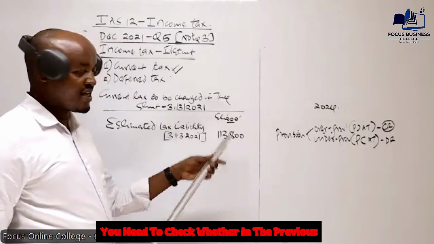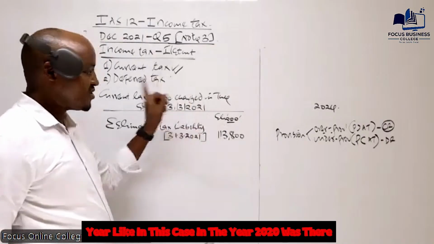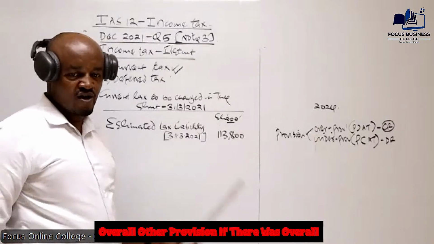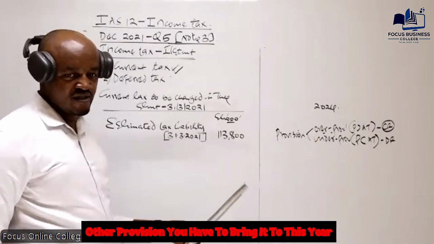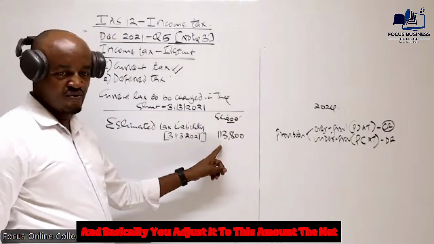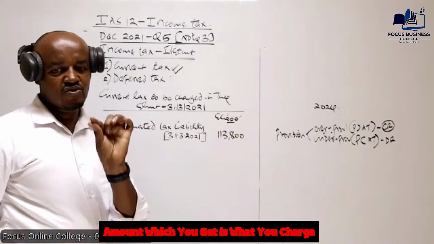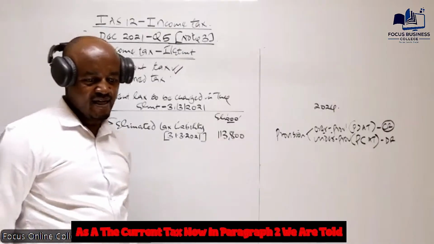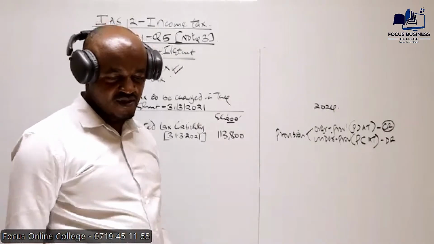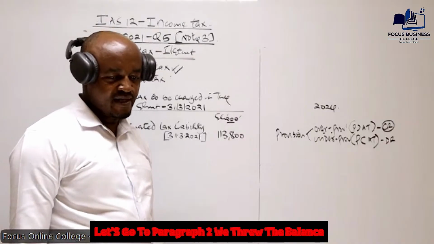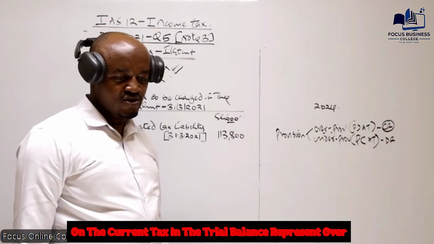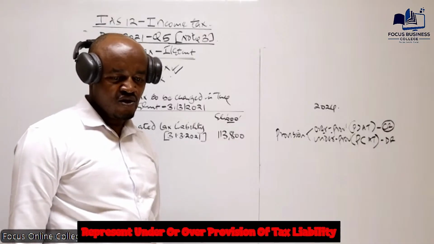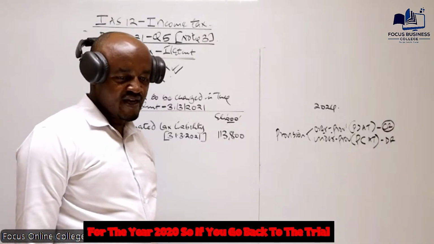But remember, you need to check whether in the previous year, in this case the year 2020, there was an over or under provision. If there was, you have to bring it to this year and adjust this amount. The net amount which you get is what you charge in the income statement as the current tax. Now in paragraph 2, we are told the balance on the current tax in the trial balance represents under or over provision of tax liability for the year 2020.